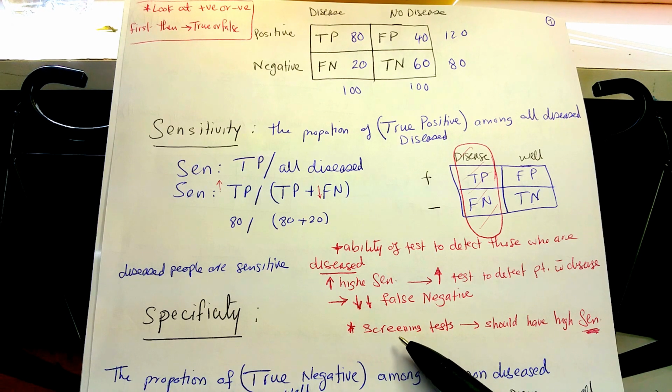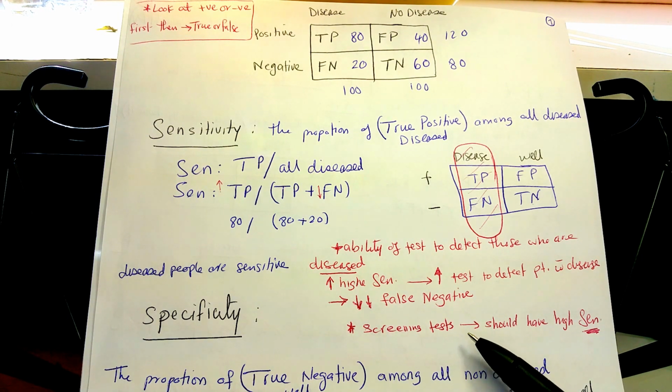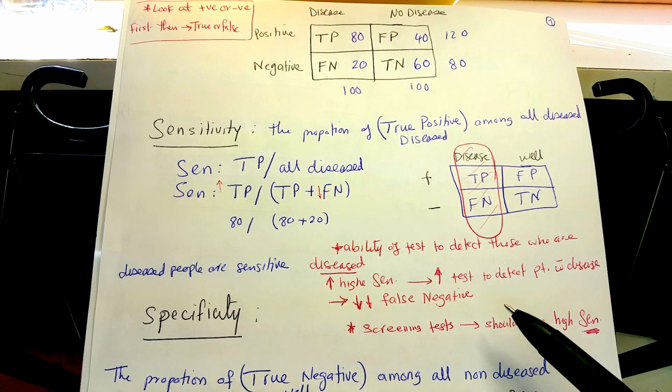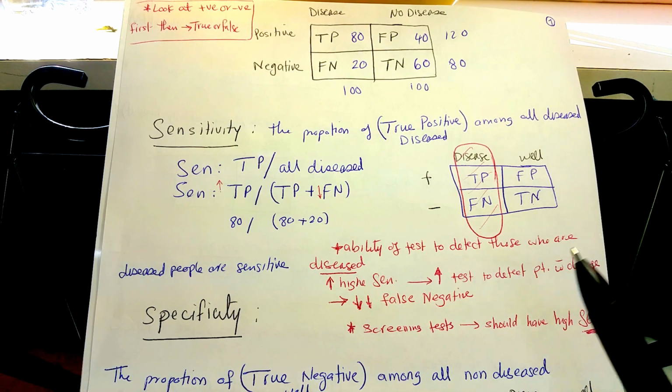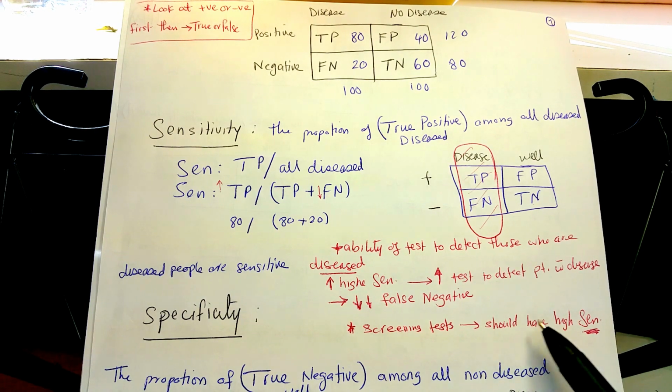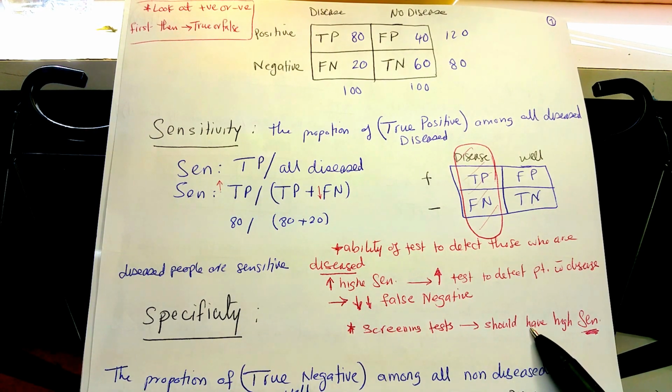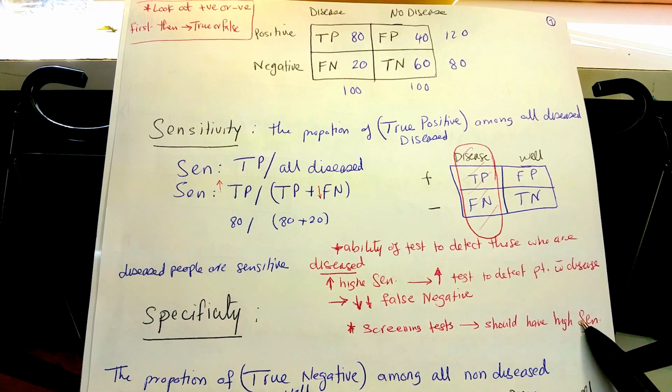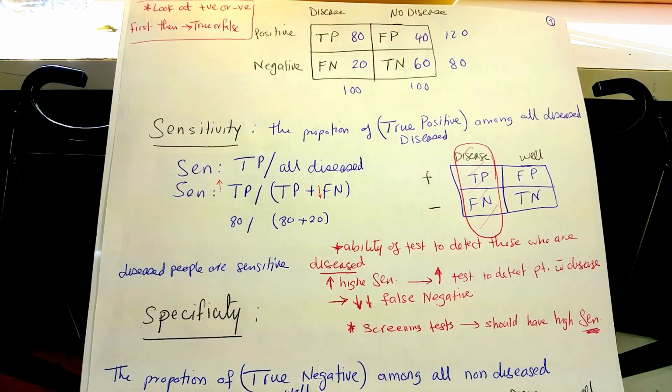Sensitivity is used mainly for screening. A highly sensitive test is best for screening tests. In screening tests, we want to get all the people who are diseased, even if we get a few people who are not diseased, but at least we'll get all the diseased people. We want to get them in the screening test. Okay, we'll talk now about the specificity.